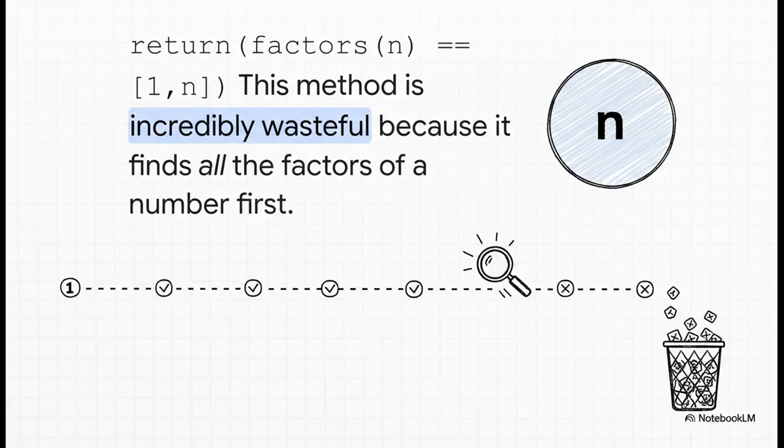So the obvious way to check if a number's prime, right, is to find all of its factors, and then just check if that list of factors is just 1 and n. But think about how incredibly wasteful this is. To check if some gigantic number is prime, you're making the computer do all of the work of finding every single one of its factors first. We can do so much better.